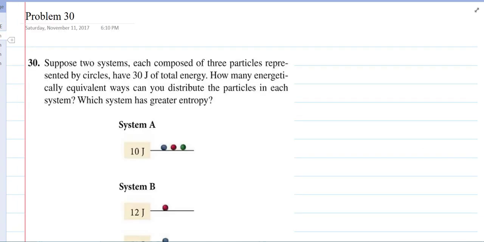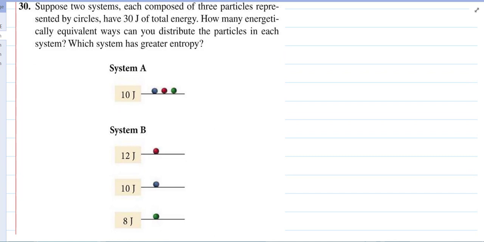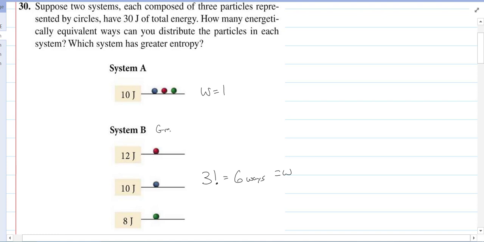Number 30. Suppose two systems, each composed of three particles represented by the circles, have 30 joules of energy. How many energy equivalent ways can you distribute the particles in each system, and which has greater entropy? Well, here I have 10 joules, one macrostate at 10 joules, so W equals 1. System B, I have 3 particles, 3 states, so that's going to be 3 factorial, or 6 ways. W equals 6. So system B has greater entropy.